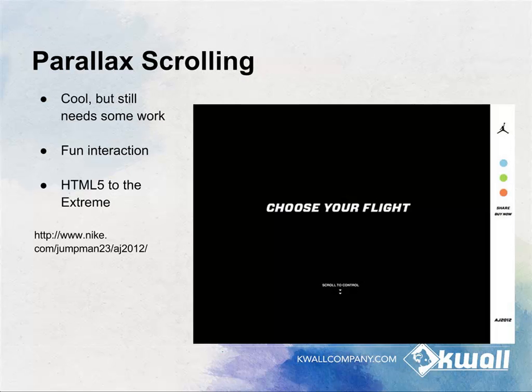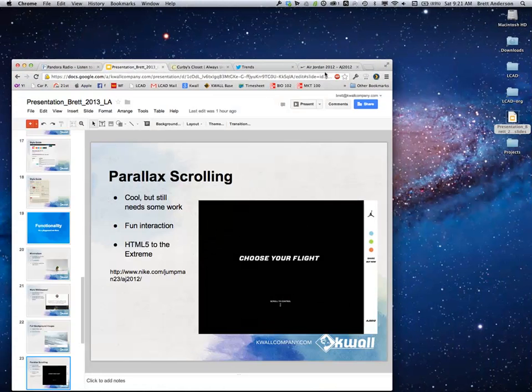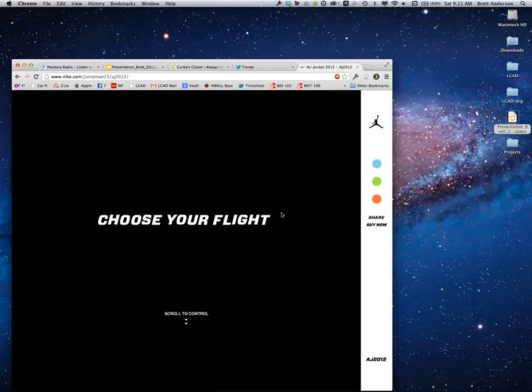Parallax scrolling. I've never been able to design for it, but I think it's at times very cool. HTML5 to the extreme, as well as sometimes very slow. That's the only problem I have with it sometimes, is that browsers aren't maybe fast enough or things are just too intense. The example I'm going to show is from Nike, and obviously Nike's going to do some pretty crazy stuff. But I really like this for, I think they're Air Jordans.